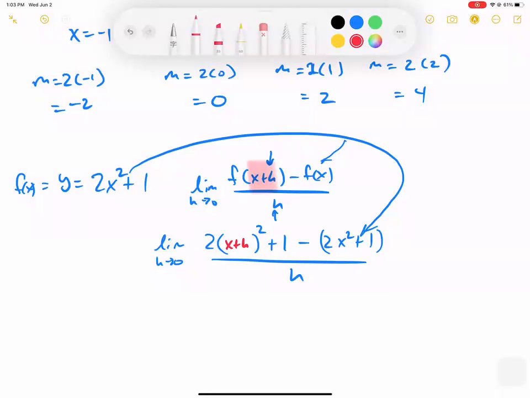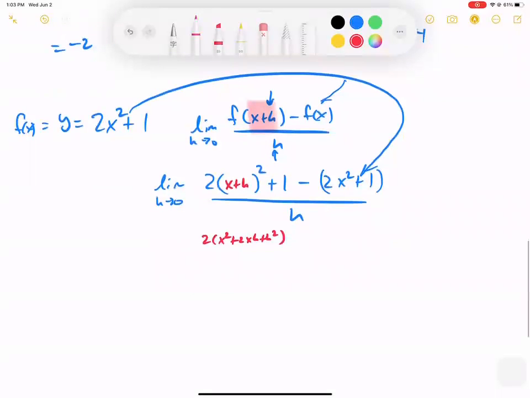Okay, so here we go. We're going to multiply this out. This is going to be 2 times x squared plus 2xh plus h squared. Okay, that's what we're going to do. We're going to multiply the 2. I just wrote there so you guys can see it. This is the x squared. Okay, the limit as h gets closer to 0 of 2 times x squared plus 4xh plus 2h squared plus 1 minus 2x squared minus 1 all over h.